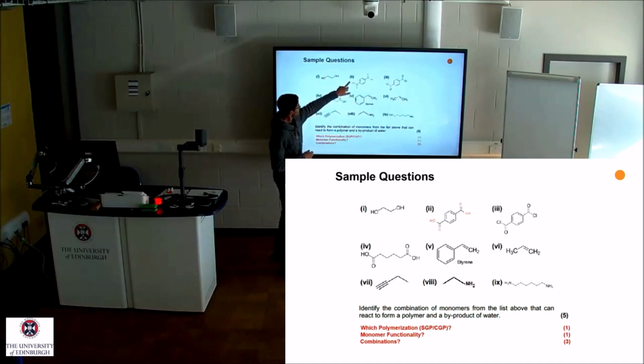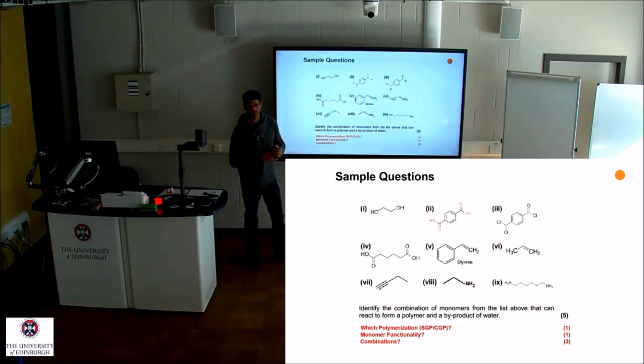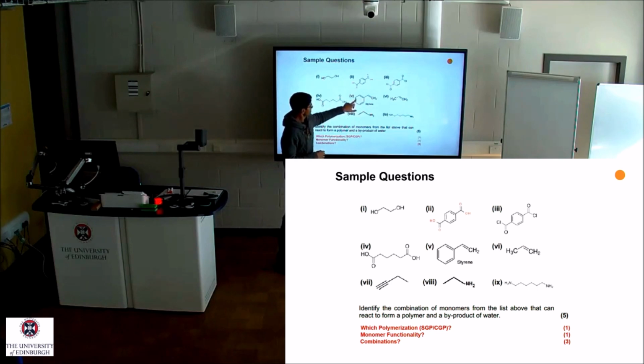What about combination 2 and 4? No, of course not, they're the same. It also doesn't go with this one, this one, this one. What about 2 and 9? Yeah, so this is another answer. The 2 and 9 is going to give you a product. Yeah, so with 3 and 4 it is the same. They're not going to react.